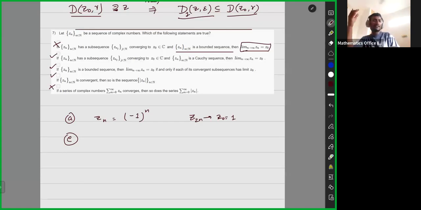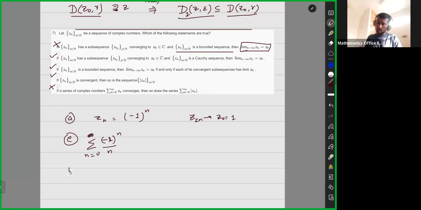We should give a counterexample in such cases when proving something. A series of complex numbers which converges and which is not absolutely convergent. Here again, I think minus 1 to the power n divided by n will work. Sorry, 3 n. This is a sequence of real numbers, but real numbers are also complex numbers, right? So the same idea will work here. So these two are false.